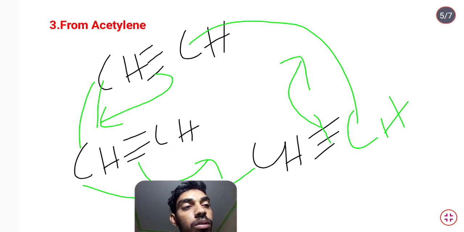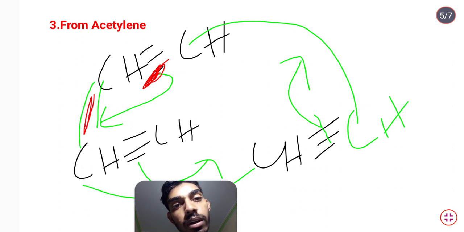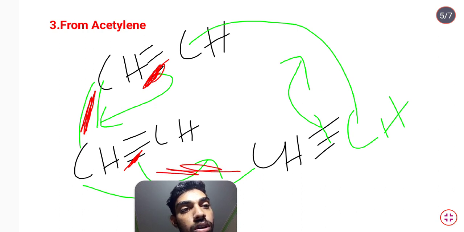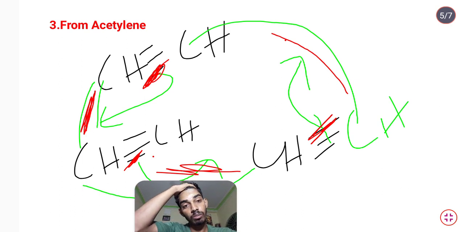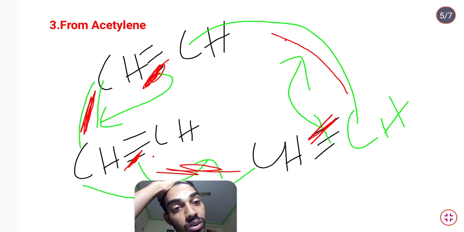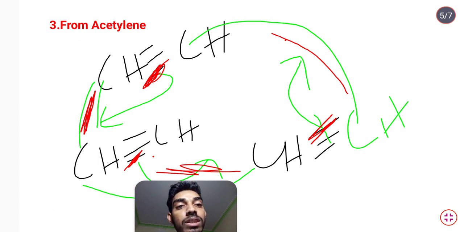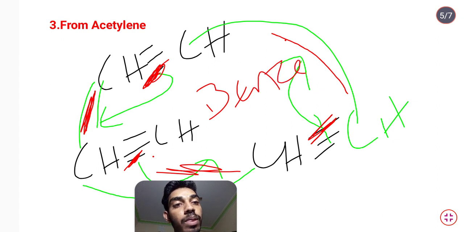If you draw the structure, what will happen? This will be removed and here will be a bond. This will remove, here will be a bond. Observe the structure carefully. What product is obtained? This is double bond, single bond, double bond, single bond, double bond, single bond. That is the alternating form, which has double bonds, sigma bonds and pi bonds. What is it known as? That is benzene, and our product is formed. This is benzene.